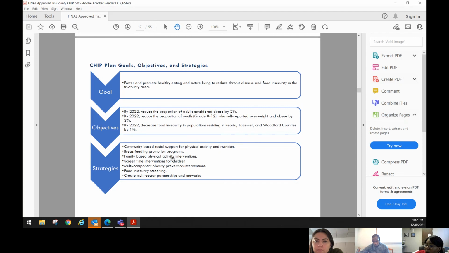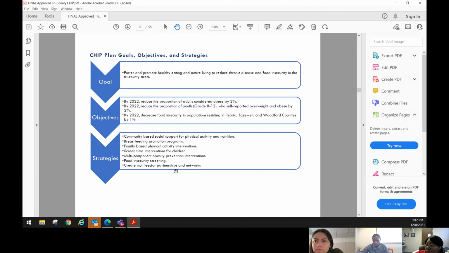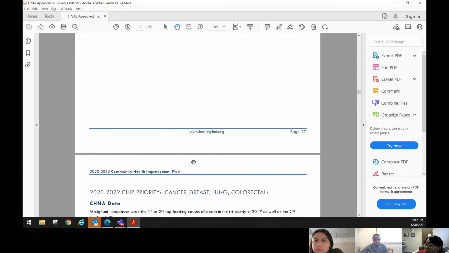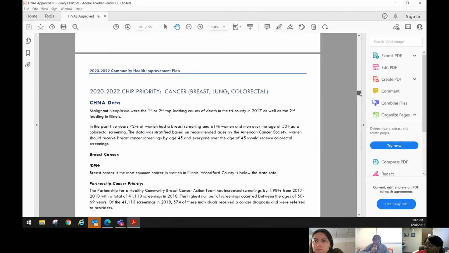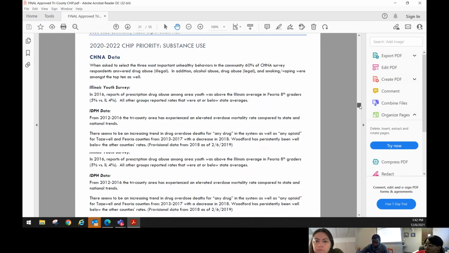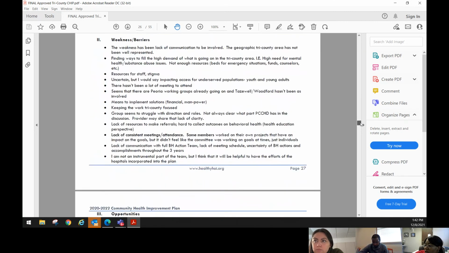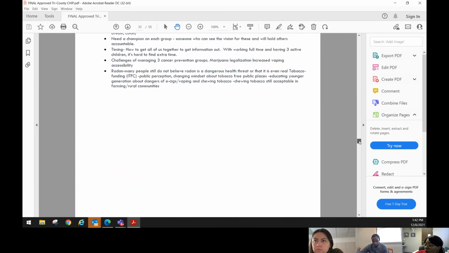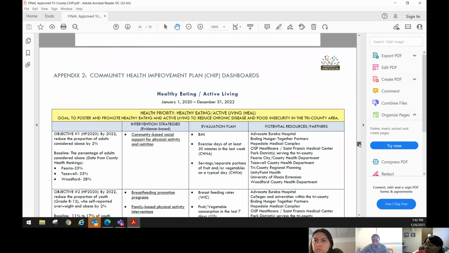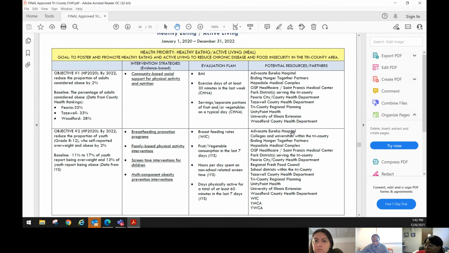So breastfeeding promotion, family-based physical activity interventions, screen time, like turning that TV off for children and giving them alternatives, and food insecurity screening. So we did that. I won't go through all that, but I want to show you our work charts. So I worked with the group to create these charts, okay?